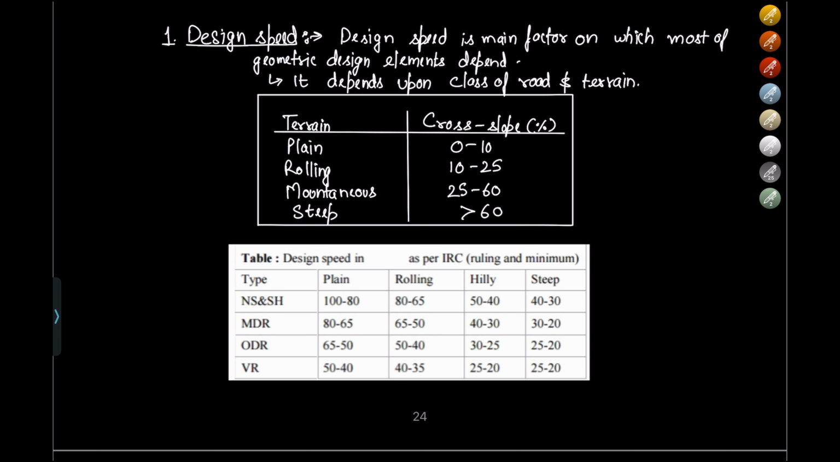There are two types of design speed. One is ruling and one is minimum. Ruling is that type of design speed which is used to design the road whenever possible. If some restrictions are there, like an intersection, or maybe the terrain doesn't support it, then in the worst case the minimum speed has to be taken care of for design.